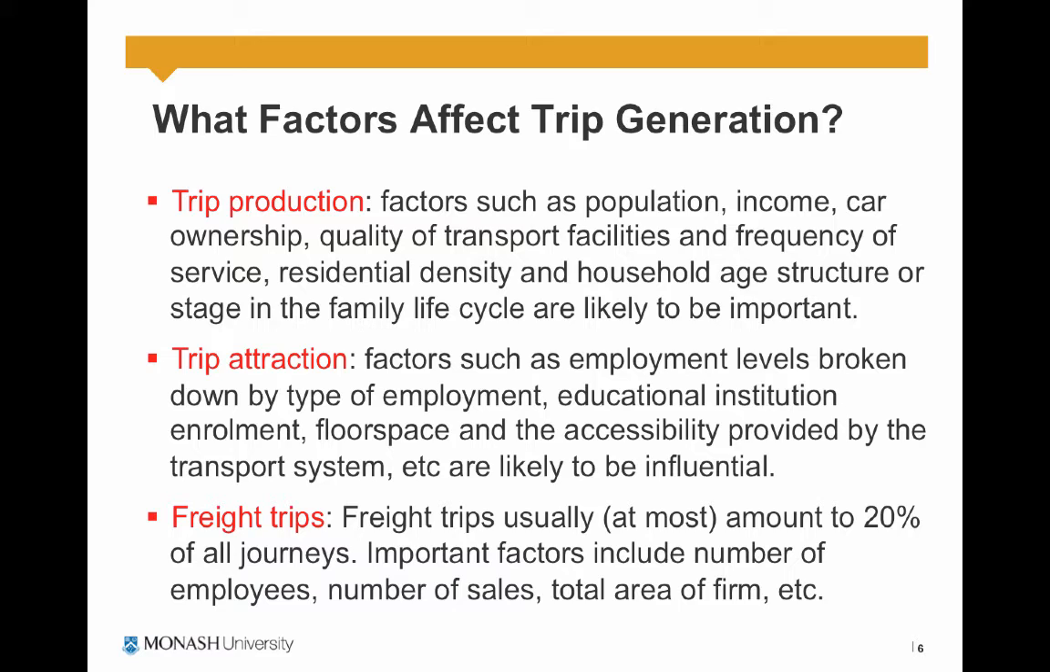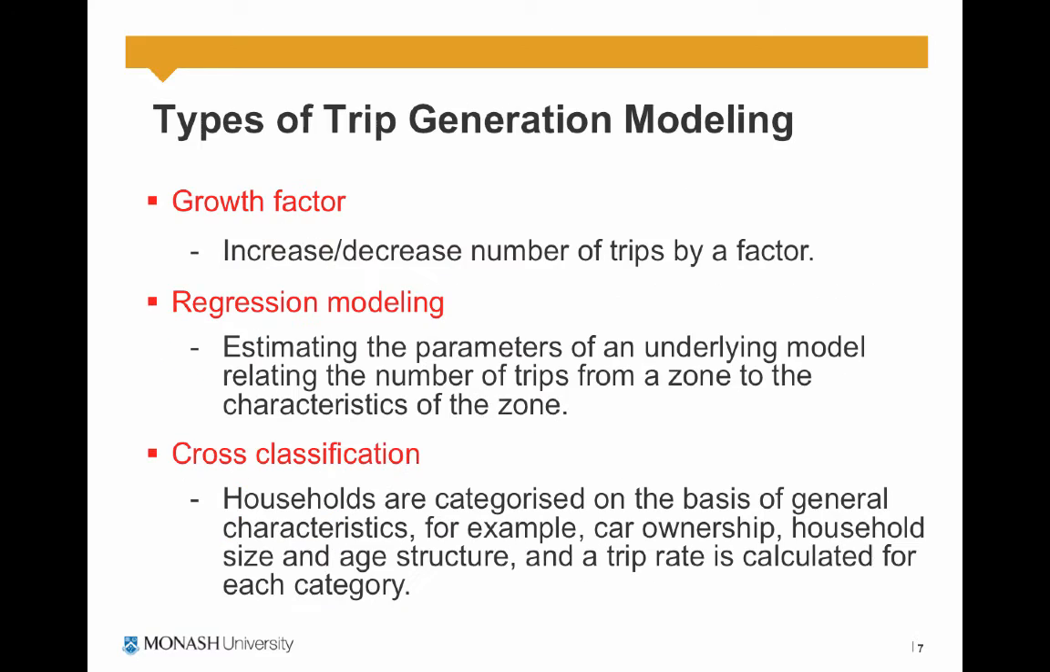Freight trips are also very important and usually get overlooked in travel demand modeling. Freight trips usually amount to 20% of all journeys. Well, this is not a fixed number. It obviously depends on the location, the city, what part of the country you're looking at. But important factors that affect the number of freight trips include number of employees, number of sales, total area of a firm or the production plant in a region, and other factors related to manufacturing and production of goods.